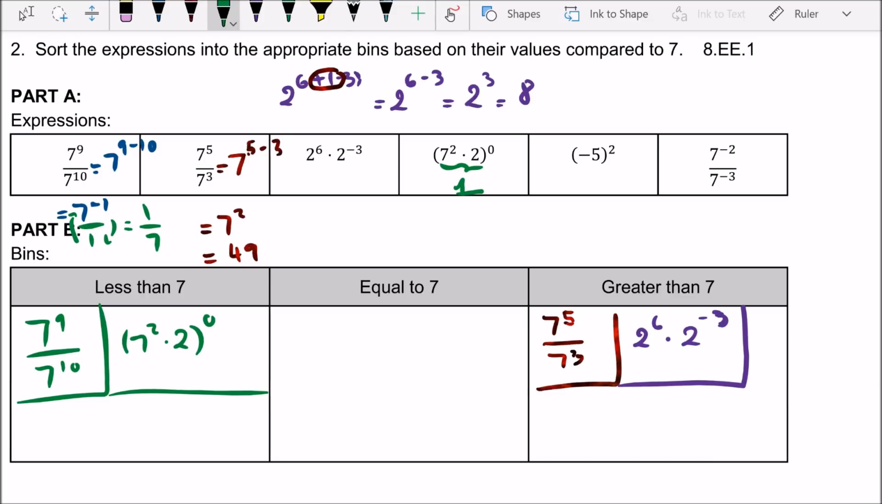Alright, next one, negative 5 squared. Negative 5 squared is negative 5 times negative 5. That will be positive 25. It is greater than 7, so it belongs to the last box.